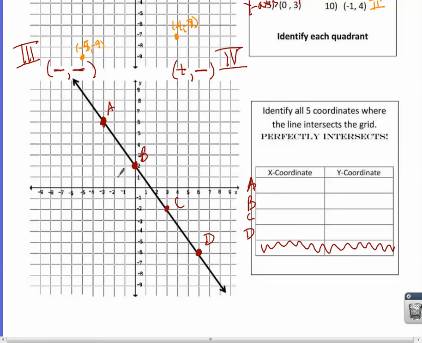So point A, from the origin, I went left 3, up 6. So my x-coordinate was -3. My y-coordinate was +6. For point B, I walked 0 units, but then I flew 2 units up. So my x-coordinate is 0, y-coordinate is 2. Pause the video, try C and D. Check your answers with the following problem. Ask your teacher if you have any questions.